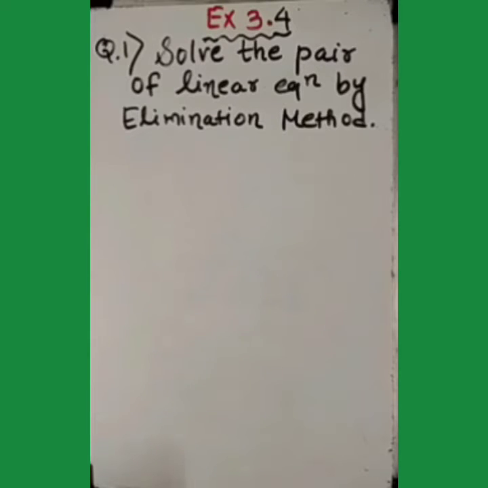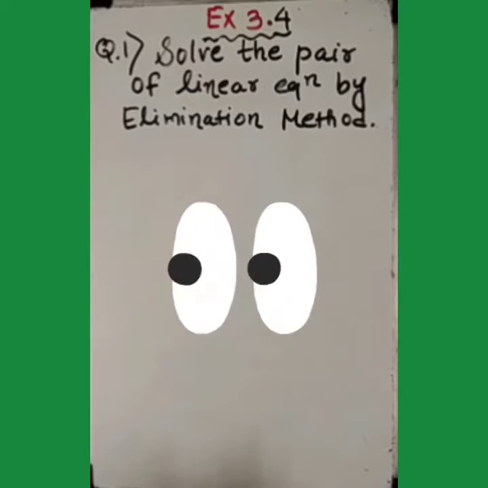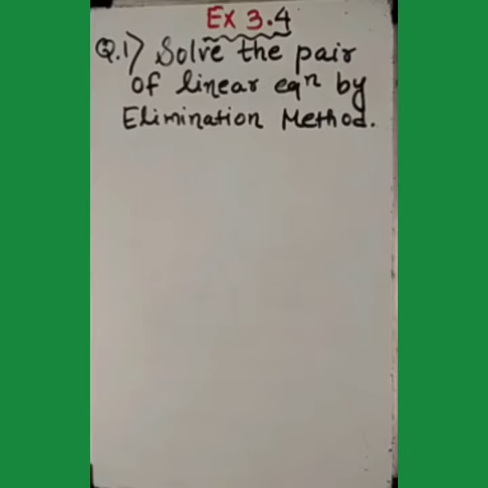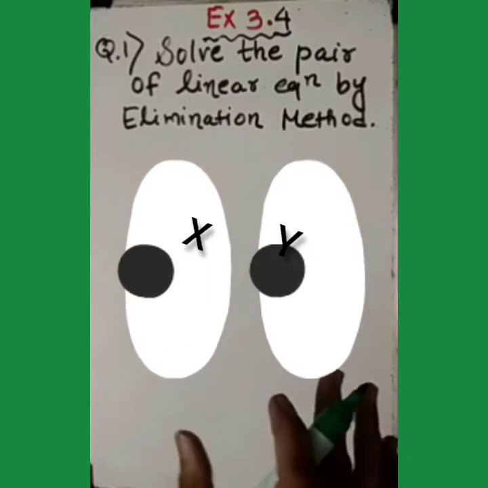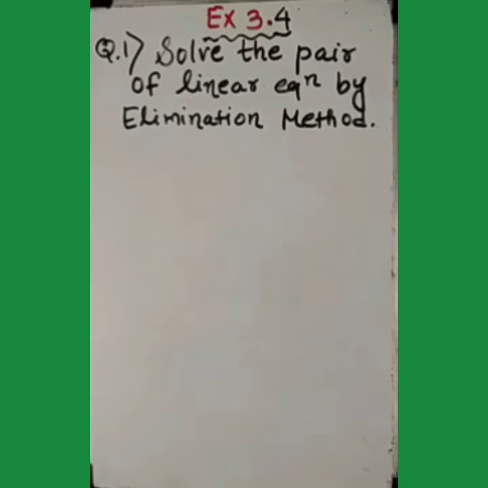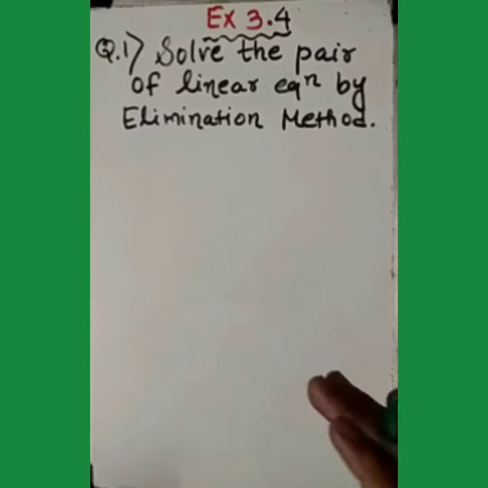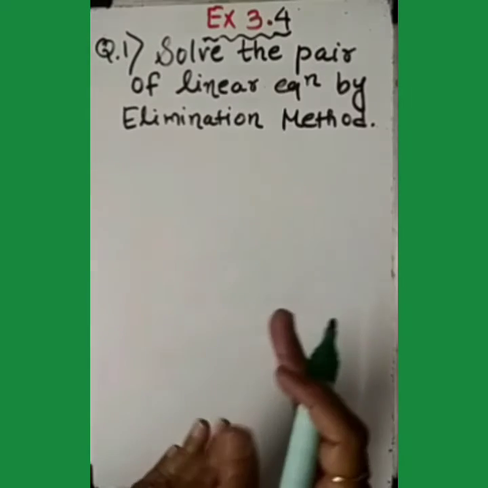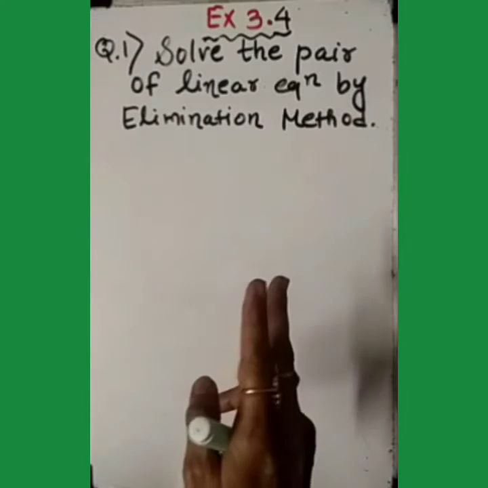Solve the pair of linear equations by the elimination method. Now, eliminating means removing. Whom to remove? Out of two variables, we have to choose any one to remove. Okay, now there are some criteria. Either we can remove x or we can remove y, but under two conditions.